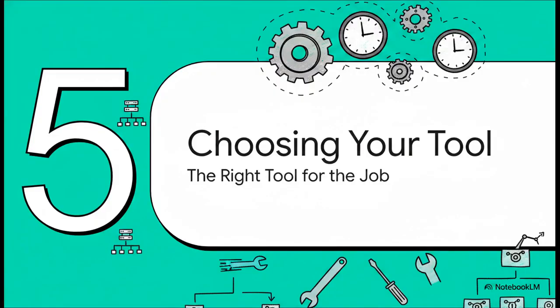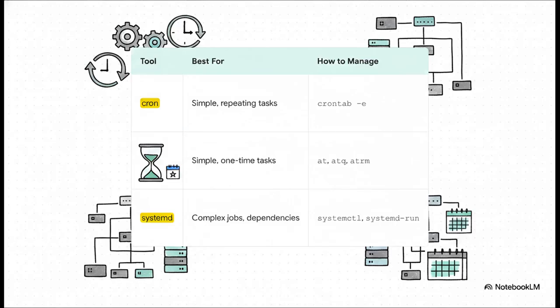All right, so we've looked at three really powerful tools. Now for the big question. How do you know which one to pick for the job? Here's a simple way to think about it. If you have a simple, repeating job, like a daily script, just use cron. It's everywhere, it's easy, and it works. If you need to run a command just one time in the future, at is your best friend. It's the fastest way to get that done.